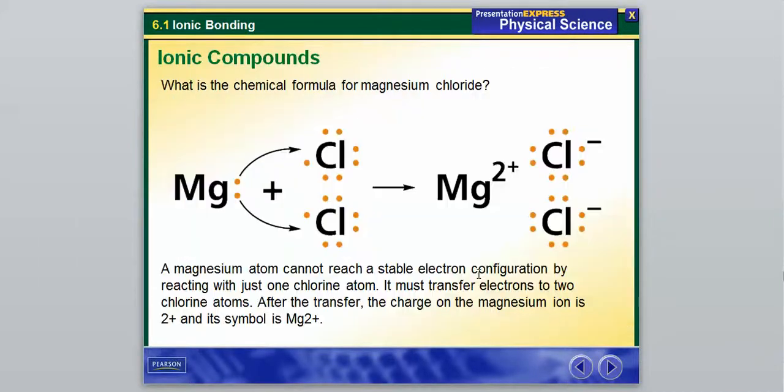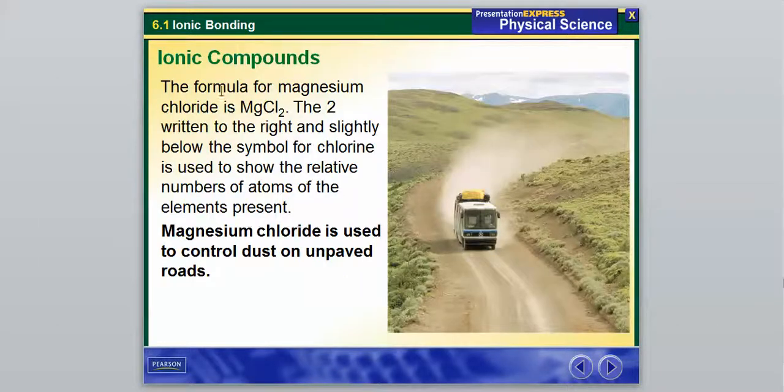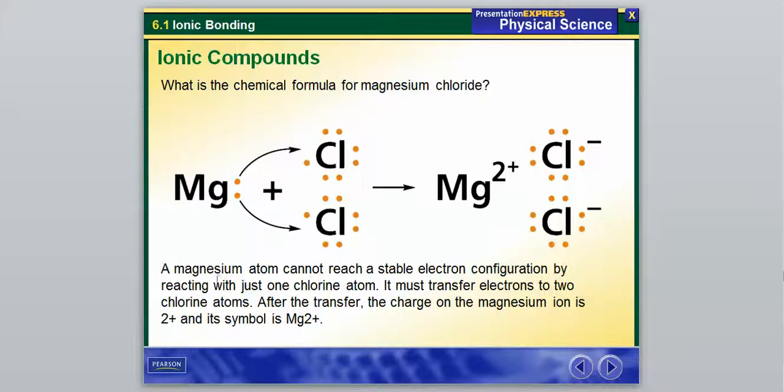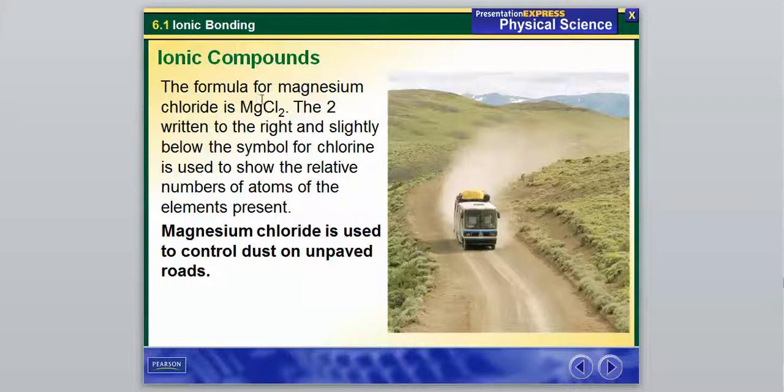That's an example of how a chemical formula works, and here is our formula. The formula for magnesium chloride is MgCl2. We have one magnesium atom and two chlorine atoms, so for every one magnesium atom, there are two chlorine atoms. The 2 is written to the right and slightly below the symbol for chlorine, and is used to show the relative numbers of atoms of the elements present. We can pretend there's a 1 written next to the magnesium, but it's just assumed. One use for magnesium chloride is to control dust on unpaved roads.